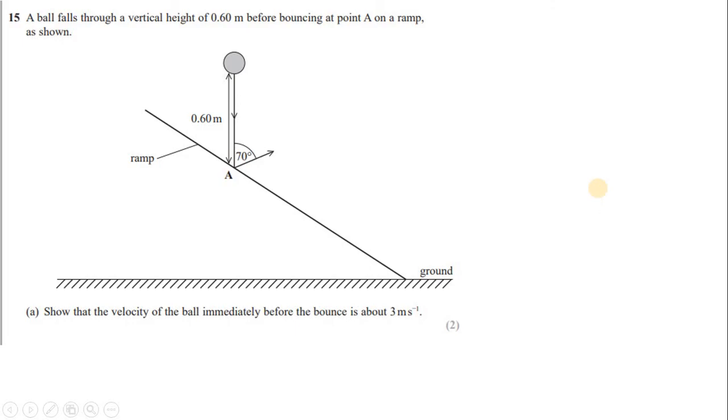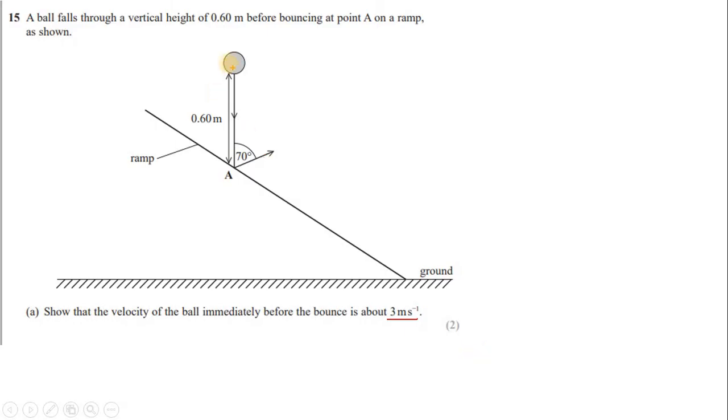Question number 15. A ball falls through a vertical height of 0.6 meter before bouncing at point A on a ramp as shown. So this is a ball falling down and bouncing in this direction with a 70-degree angle. Show that the velocity of the ball immediately before the bounce is about 3 meters per second.